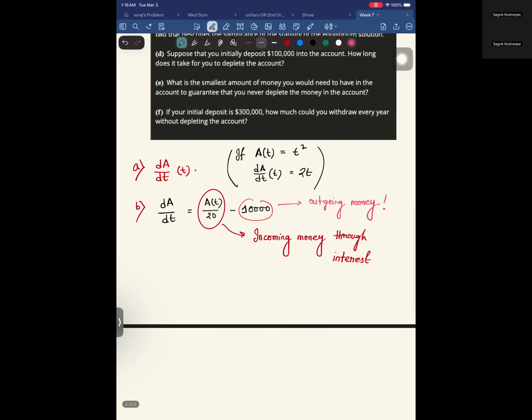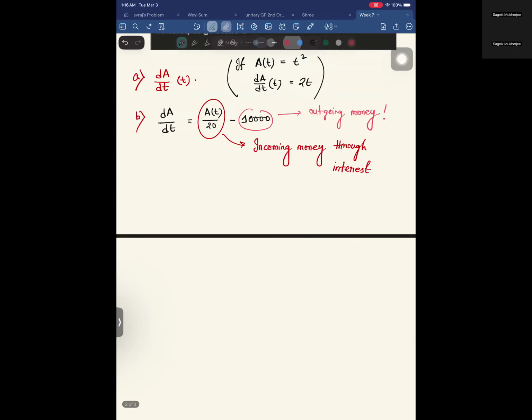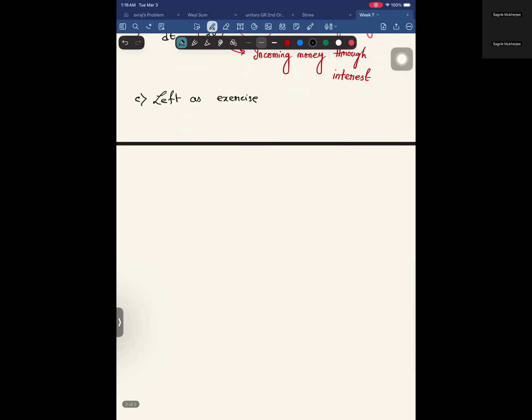Okay. Now they are asking you to sketch the slope field. I will leave that to you as an exercise because these are something we have covered in the last classes.